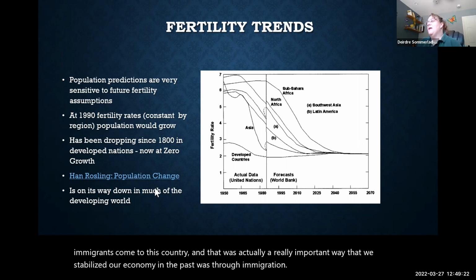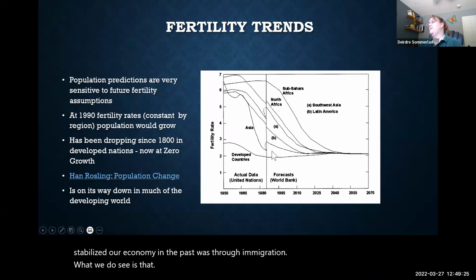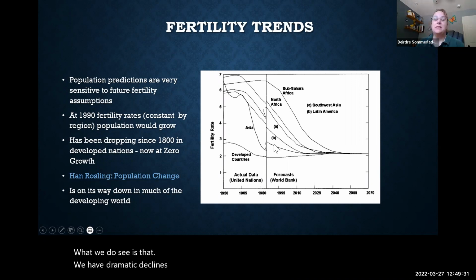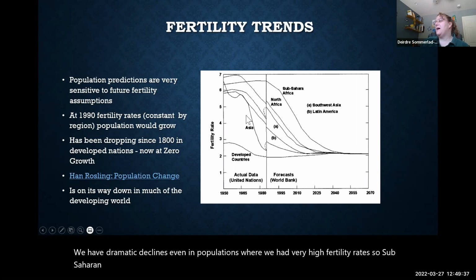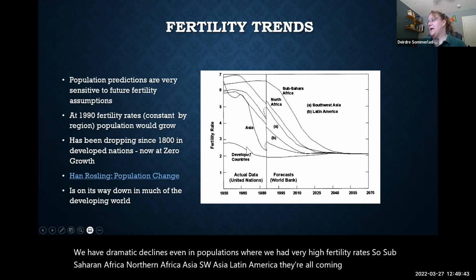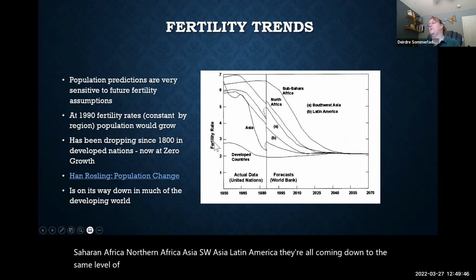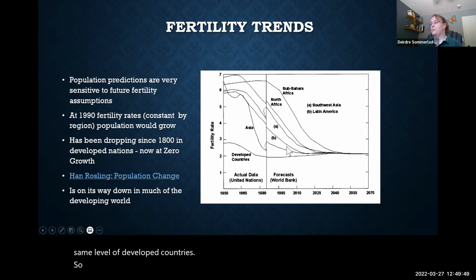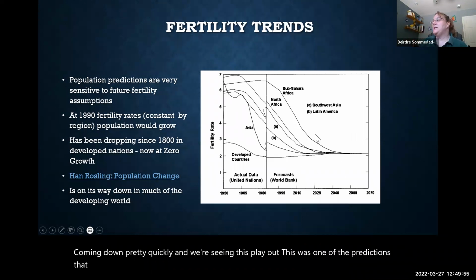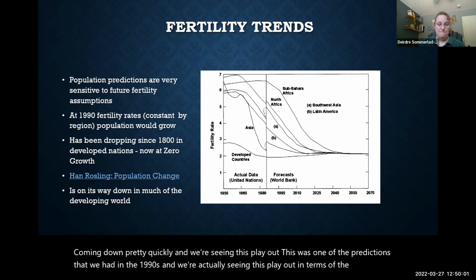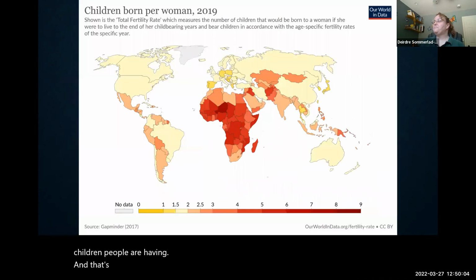What we do see is that we have dramatic declines, even in populations where we had very high fertility rates. So sub-Saharan Africa, Northern Africa, Asia, Southwest Asia, Latin America, they're all coming down to the same level as developed countries. So they're actually coming down pretty quickly. And we're seeing this actually play out. This was one of the predictions that we had in the 1990s. And we're actually seeing this play out in terms of the number of children people are having. And that's where we get the term peak human.